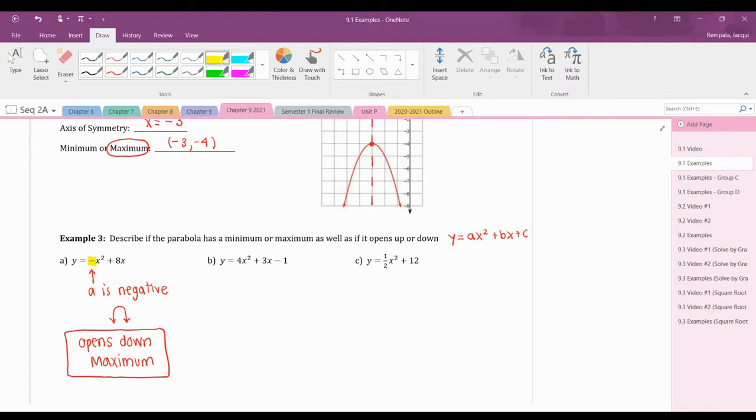Notice that the next equation says y equals 4x squared plus 3x minus 1. So once again, if I look at the a value, which is in front of the x squared, I see that my a value is a positive number. And so anytime my a value is positive, my graph is going to look like this. It is going to open up. And because it opens up, that means that the point that I'm looking for is at the lowest point on the parabola, which means that we are going to have a minimum.